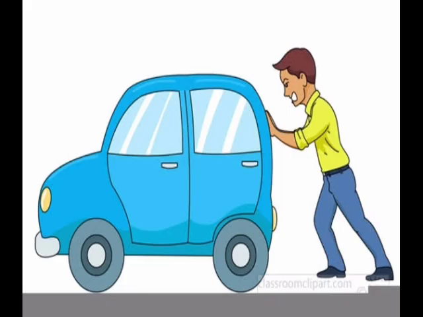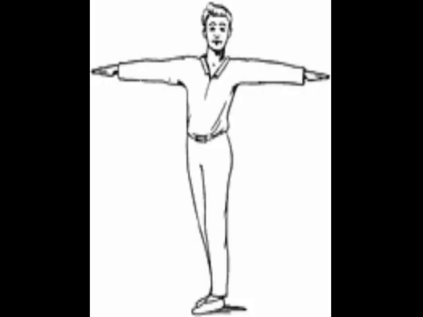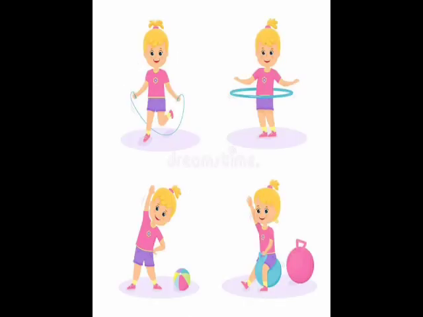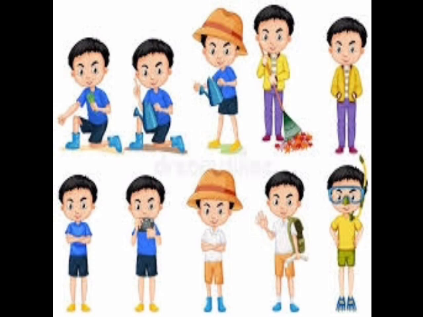Now, let me ask a question. Tell me, what are the different actions we do in our daily life? Yes, very good. In our daily life, we do different actions such as pushing, pulling, twisting, and turning. By doing these actions, we move or change the shape of an object. Change in position of an object is called movement. Action is the motion which gives the required result.